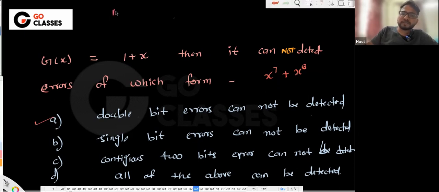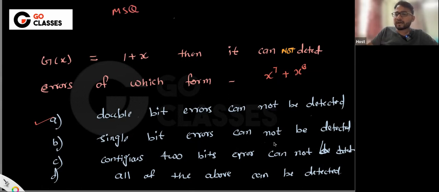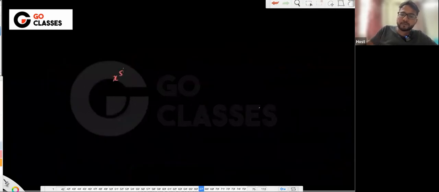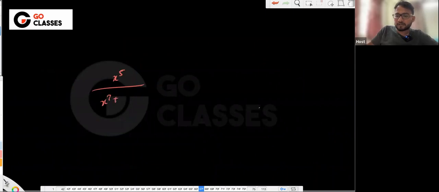Let's suppose this is an MSQ. Let's check if I have other answers or not. Single bit error cannot be detected? No, a single bit error is x power 5. That can always be detected because you will not be able to divide. So basically, single bit means x power 5, and you cannot divide this x power 5 with 1 plus x. So you can detect it.